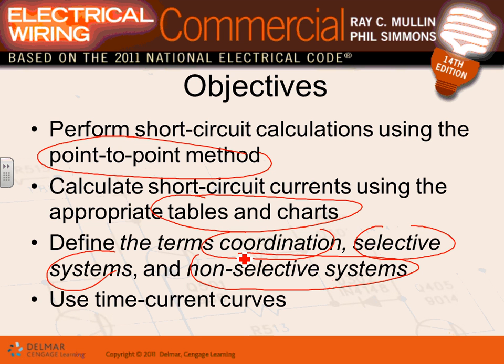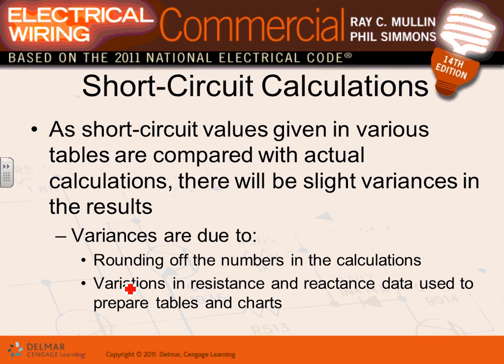Time current curves, guys, we talked about them yesterday and we'll continue to talk about them today. Every overcurrent protection device has something called a time current curve. Very simple: the higher the short circuit current, the faster the circuit breaker or fuse will trip. That's it. So that's the concept that we're going to be talking about.